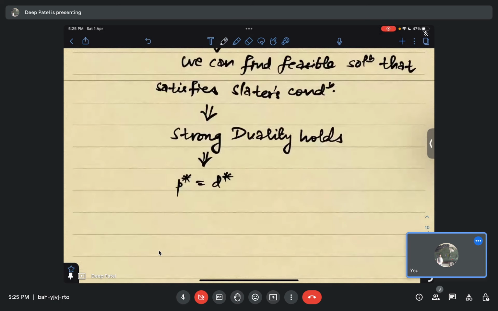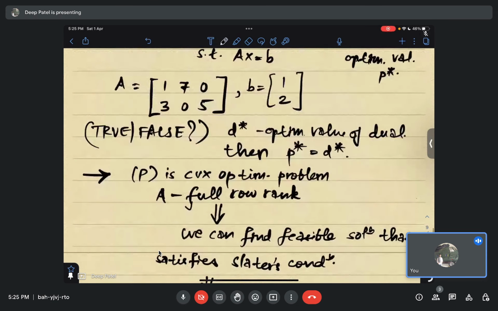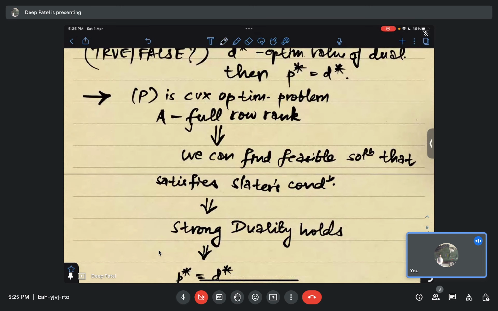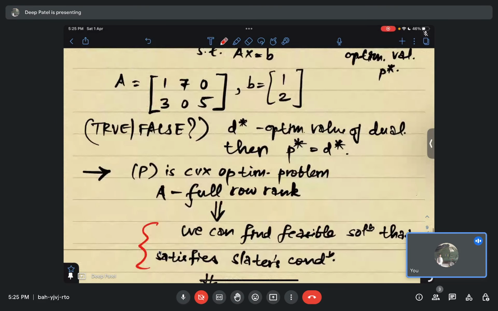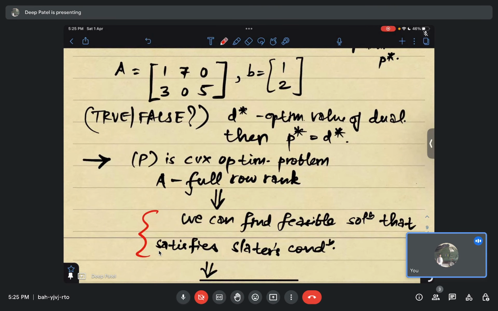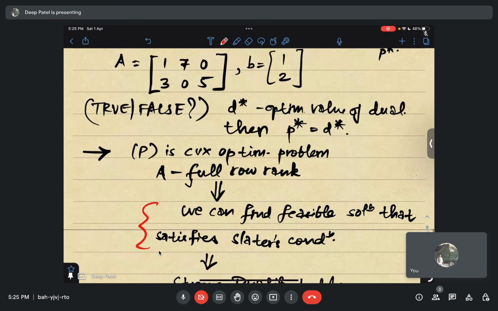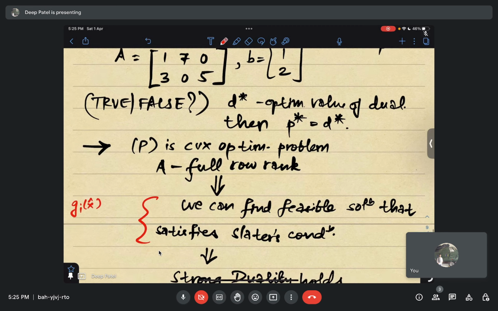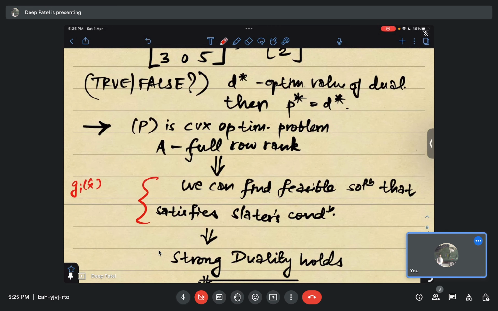So it is clear, right? Just to expand on what I said here, let me write it. So why is this true? We can find a feasible solution that satisfies Slater's condition. What does it mean? Full rank means it always has a non-trivial solution. But we are saying Slater's condition. So what do we really want to find? Each of the constraints is affine, right? Yes. Correct.